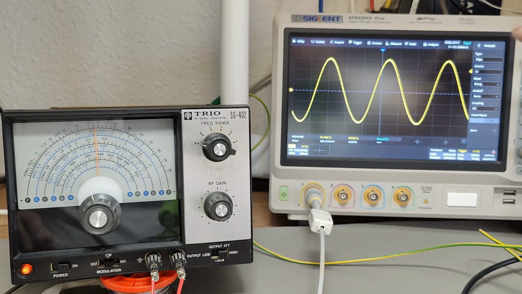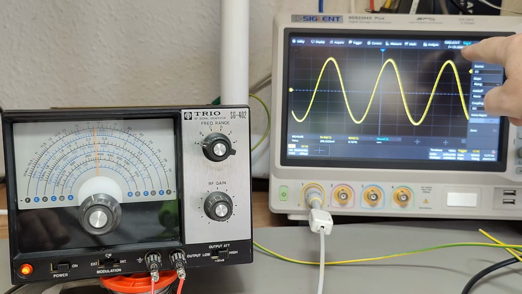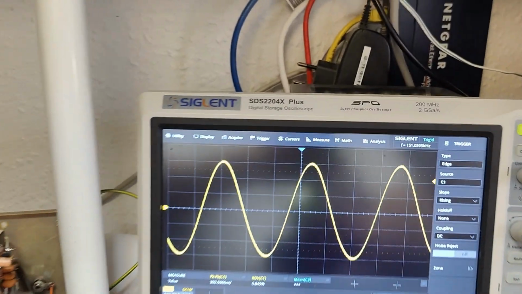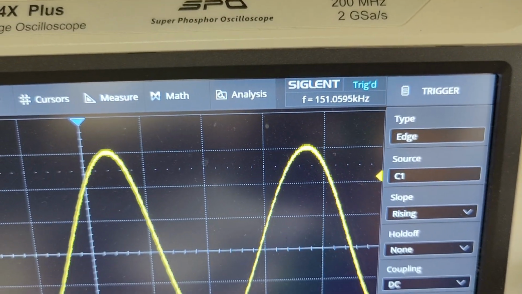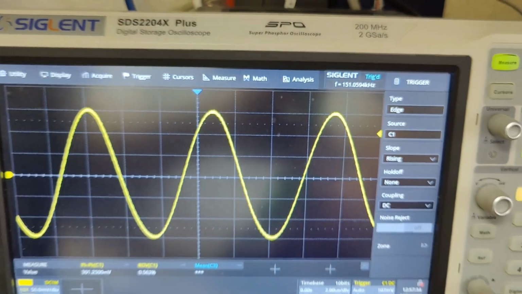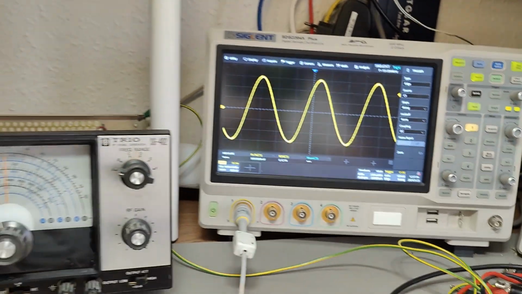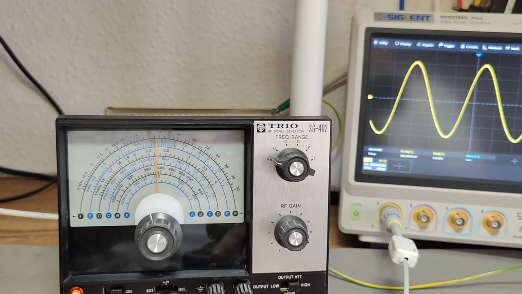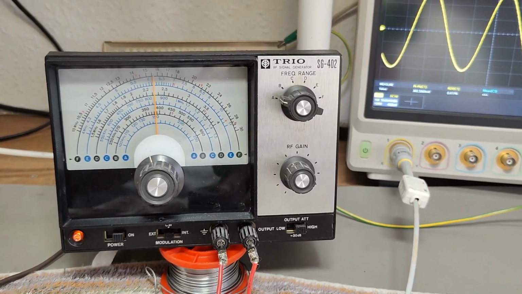I don't know if you can read this value up here. It says 151. I didn't touch anything here, right? Let's just have a little look what it says. 151 kilohertz. And yeah, it looks a little bit like a sine wave, right? And what did I do with the settings right here?